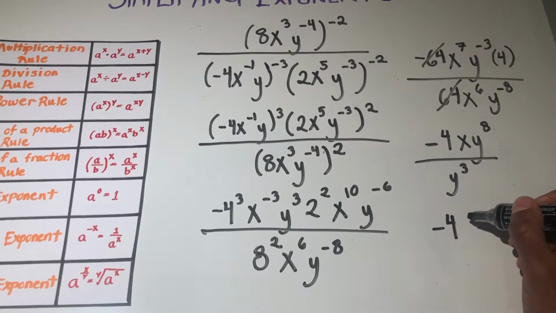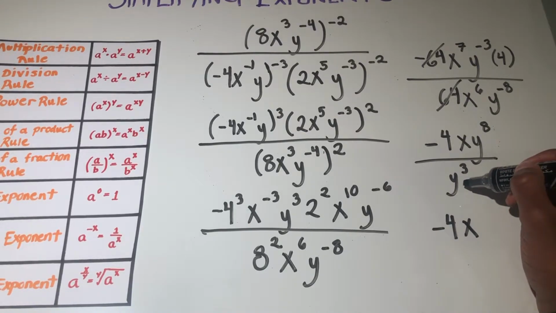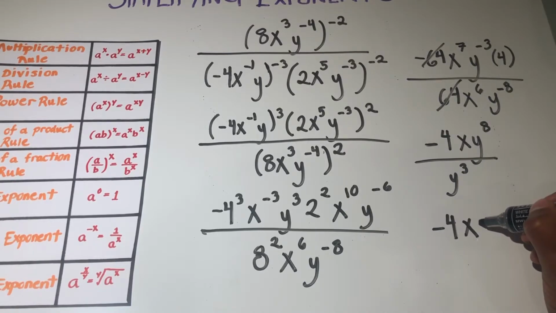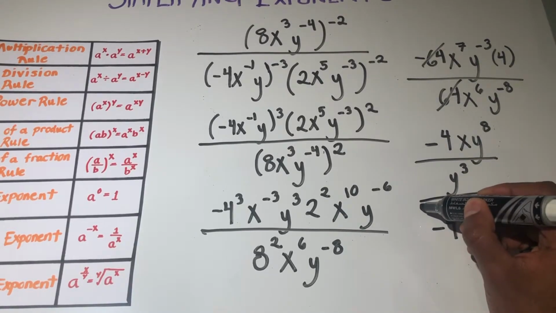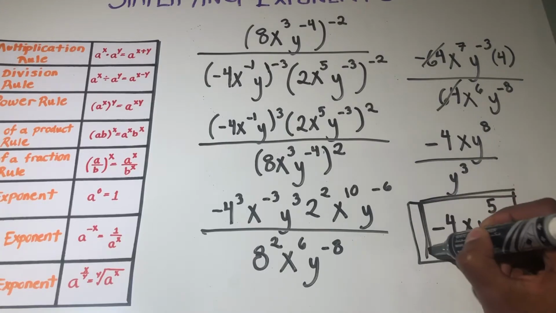Simplifying this even further, we have negative 4, x, we have y to the power of 8 in the numerator, and y to the power of 3 in the denominator. That's just going to give us y to the power of 5. Since we can't simplify even further, this is going to be our answer.